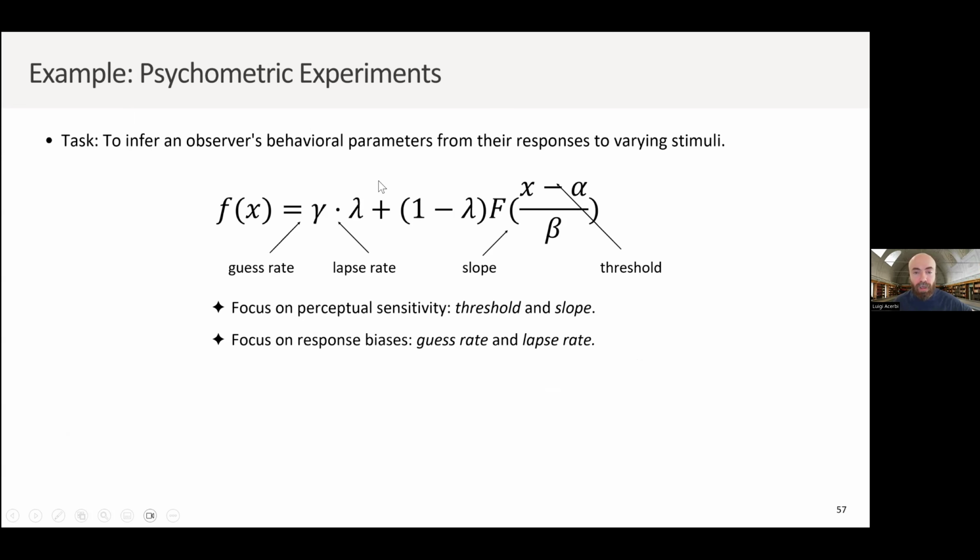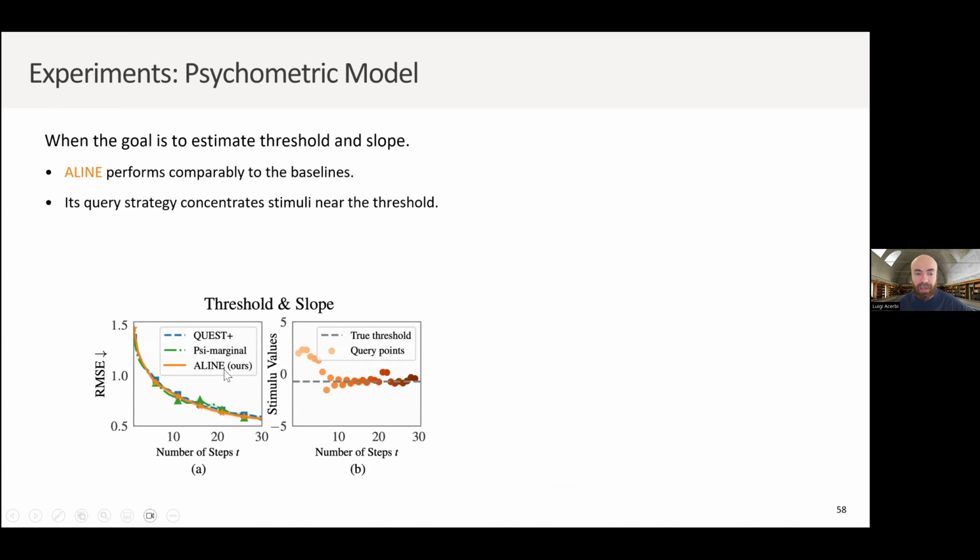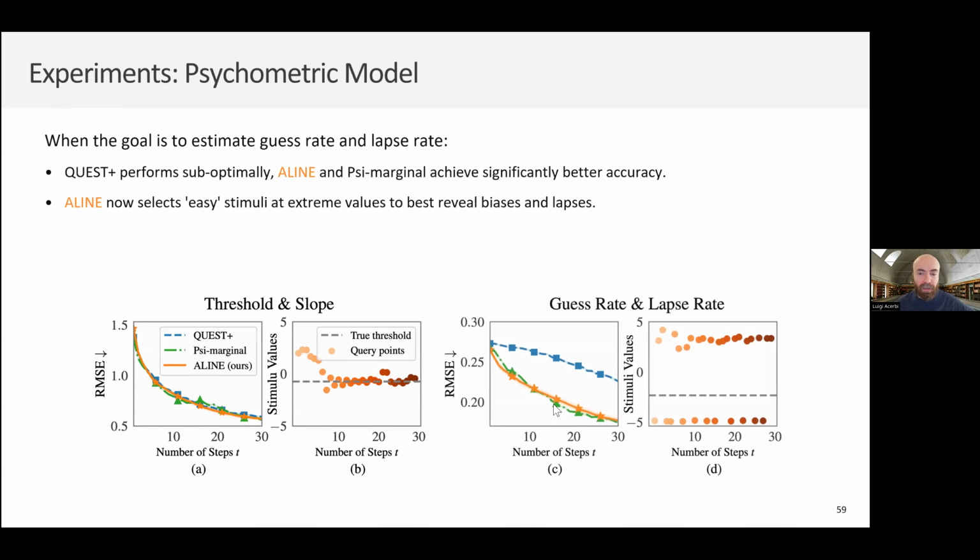And then we apply it to this example from cognitive science. Again, there is this model that tells you how people respond to stimuli. It's a kind of universal model used in a lot of different scenarios. It's called a psychometric function. Again, it has a bunch of different parameters, and you may or may not care about some of them. The point is that there are already existing state-of-the-art methods in cognitive science that look for different parameters. And we can see that ALINE essentially works like the state-of-the-art methods, but with the difference that we are amortized, and the other methods are not amortized.